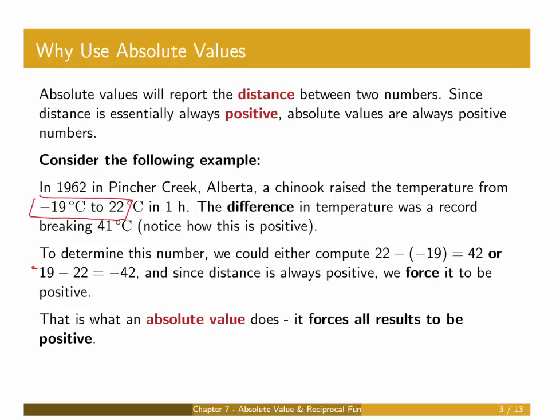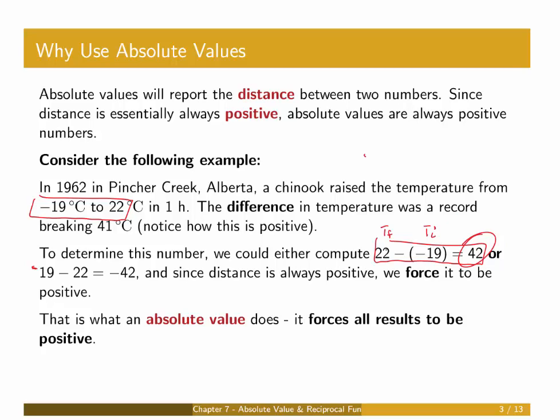In 1962, in Alberta, a Chinook raised the temperature from negative 19 degrees Celsius to 22 degrees Celsius in 1 hour, which is pretty crazy. So what's the temperature difference? If you go 22 minus negative 19, you're going to get a 42 degree temperature difference. Notice how this is a positive number. However, it's a positive number because I did the operation as the final temperature minus the initial temperature. This was T_F, the final, and this is T_I, which will give you a positive value as long as T_F is larger than T_I.